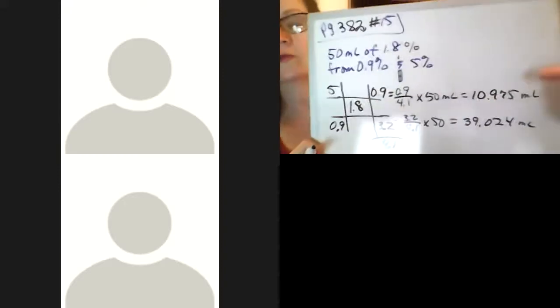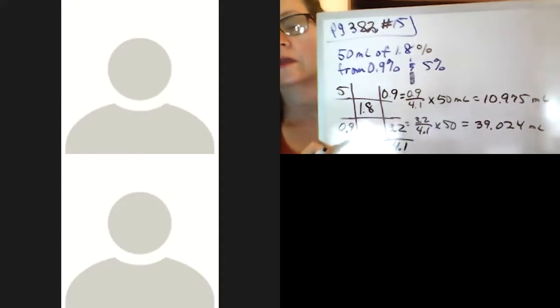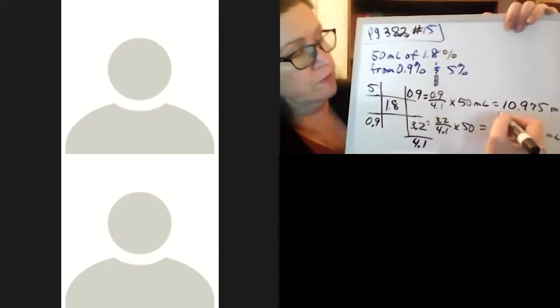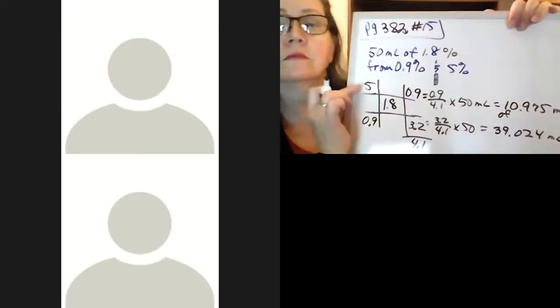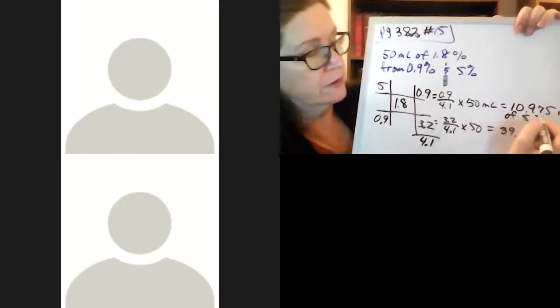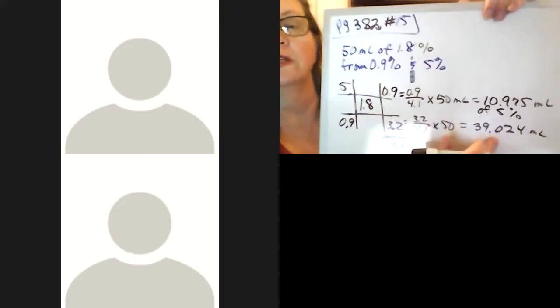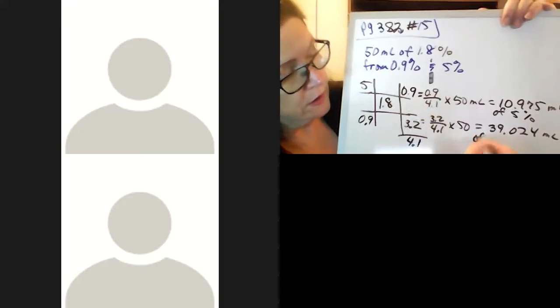Okay, so this one right here, did you guys get 10.975? Yes. Okay, so that's going to be 10.975 milliliters of what? 5%? Yeah, of 5%. And this one is going to be 39.024 milliliters of what? 0.9%. Yep.